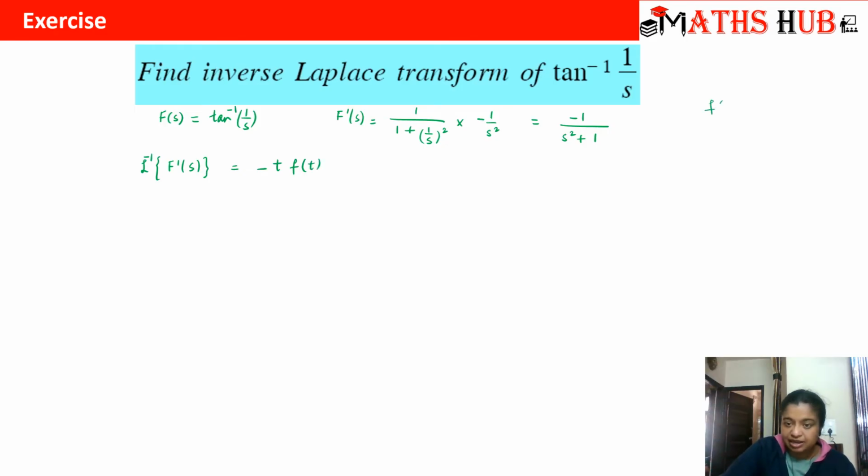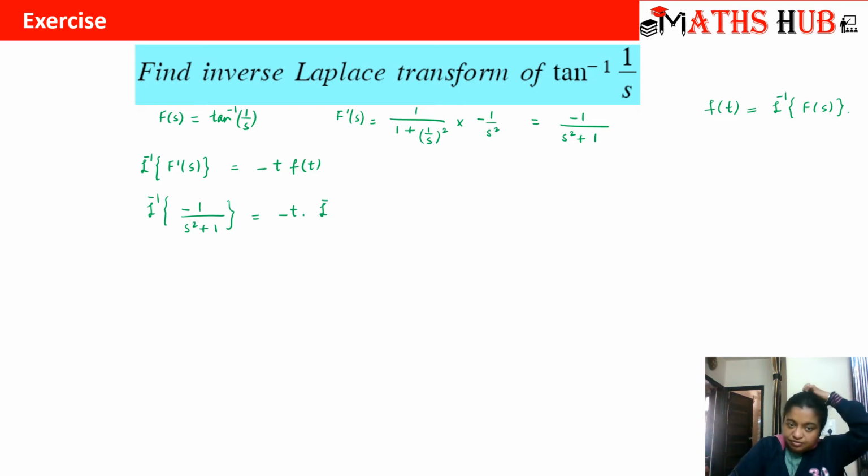And what is basically f(t)? f(t) is Laplace inverse of F(s), right? So now, let us substitute the value of F dash s. Laplace inverse of minus 1 by s square plus 1 is minus t into f(t). f(t) is Laplace inverse of F(s), and I took F(s) to be my tan inverse 1 by s. So this is what I need to calculate, right?